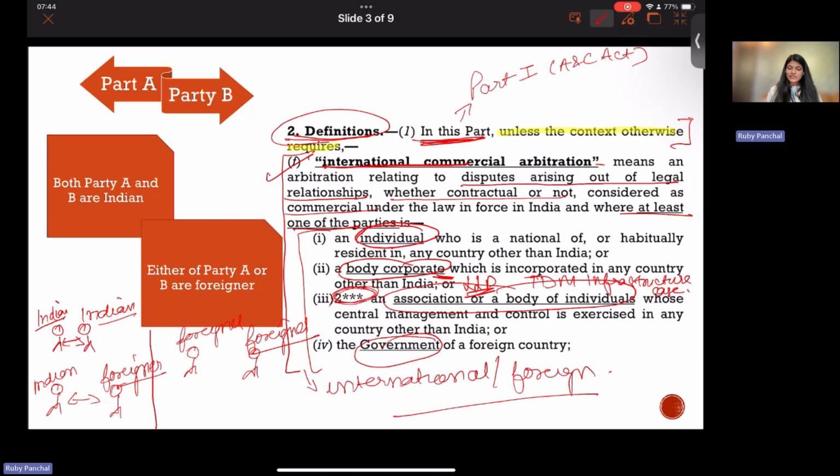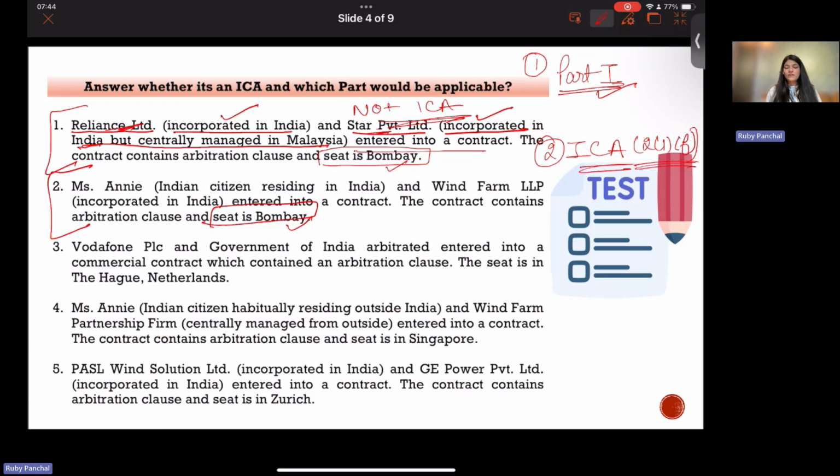So let's see. Annie is an individual, and the requirement is if an individual has a foreign nationality or is habitually resident of a foreign country. And Annie here is none of that. She's an Indian citizen residing in India. So she's an Indian party. Wind Farm LLP, so it's a limited liability partnership, again a body corporate, incorporated in India. We don't know about the management, doesn't matter. For body corporates, only incorporation matters. It's in India. So both parties here are Indian. So it's not an ICA.